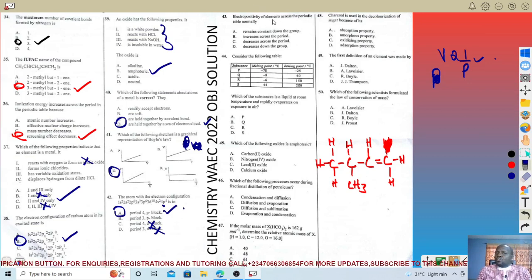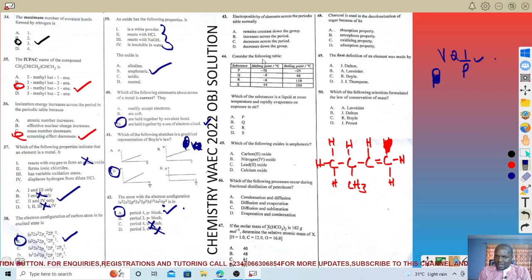The next one is electropositivity of elements across the periodic table. Normally electronegativity increases across the period. So what happens to electropositivity? It decreases, right? So you can get that. Just look for decreases across the period, and you pick the answer.